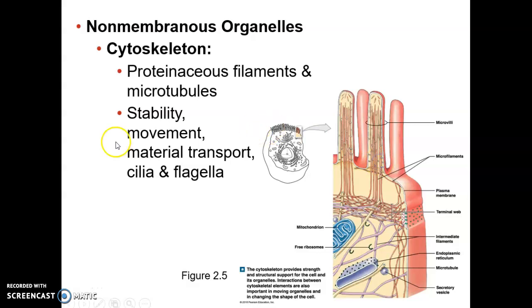All right, continuing with cytoskeleton functions, stability, movement of the cell. Earlier, we talked about how a cell can move, in particular like a white blood cell that's going to engulf a bacterium, like an E. coli cell, through phagocytosis.